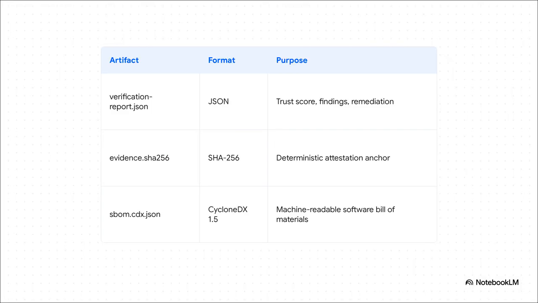First, you've got the JSON report. That gives you the trust score and a detailed list of all the findings. Then you have this SHA-256 hash. That's your deterministic attestation anchor. It's basically a unique digital fingerprint of your entire dependency graph. If a single bit changes anywhere, that fingerprint changes. And finally, you get a standards-compliant software bill of materials, an SBOM. Think of it as a complete ingredient list for your software. Put them all together, and these artifacts are absolutely perfect for things like audit trails, for procurement teams to do their checks, and for automating security right inside your CI/CD pipeline.